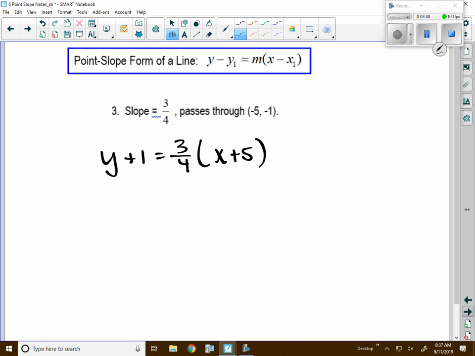Okay, so if yours were negative, if you had y minus 1 or if you had x minus 5, just keep in mind, there's already a negative in that formula. So here when we fill it in, that's what it would look like, right? And it becomes positive. So be really careful with those negatives.